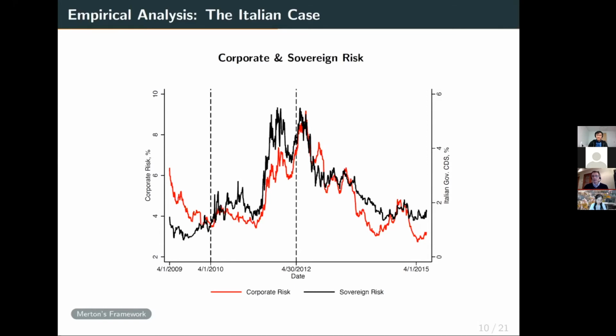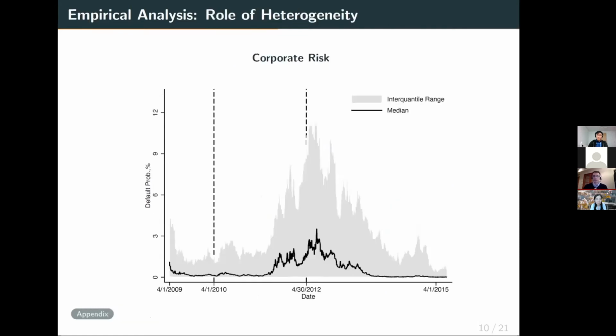Now, the important thing that I want to mention here is this positive correlation between the two measures. So notice that as the crisis unfolds in 2010, there is a very large increase in both sovereign and corporate risk. Now, on top of this aggregate measure of corporate risk, there is a very large heterogeneity across these non-financial firms. And that is something that you can observe in this figure right here.